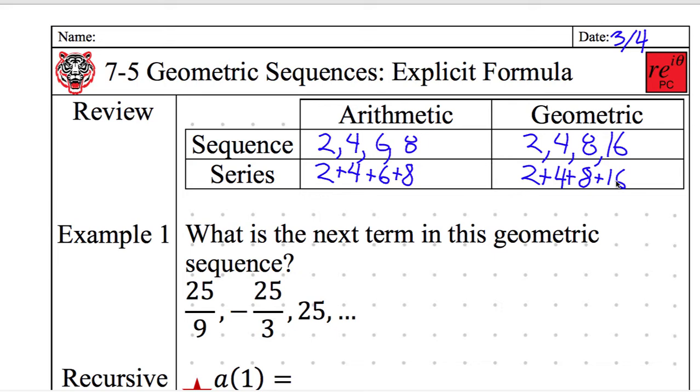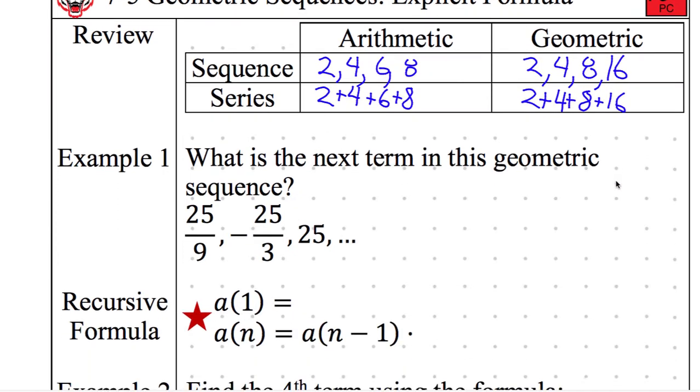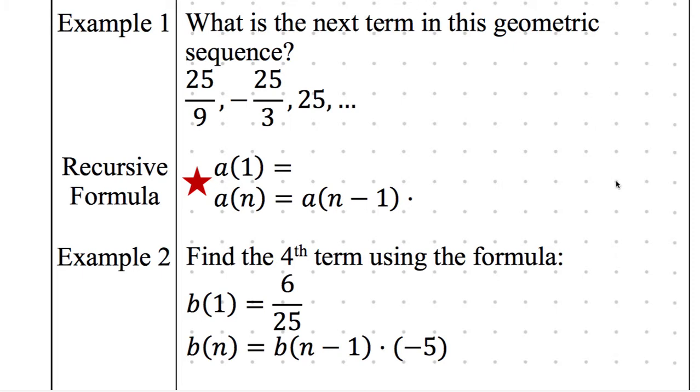All right, so our first 3 examples are pretty straightforward. Example 1 and 2 are really easy. Example 3, a little bit of review maybe, and example 4 is a brand new thing. So what is the next term in this geometric sequence? What am I doing each time? I'm now multiplying or dividing, not adding or subtracting, so what am I multiplying or dividing by?